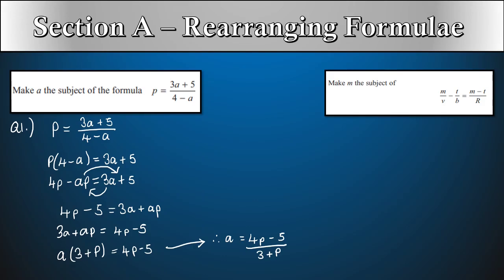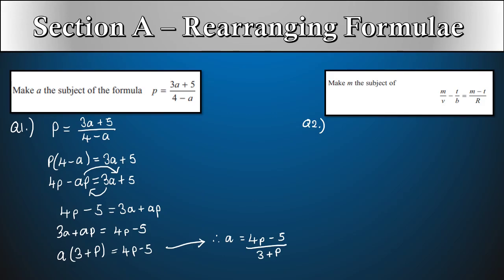Let's take a look at this question 2 now, which is definitely much trickier than what we've just done. And the reason this one's a lot trickier is because we've got these fractions all over the place. So we've got m over v minus t over b is equal to m minus t divided by r. So we want m as the subject here.